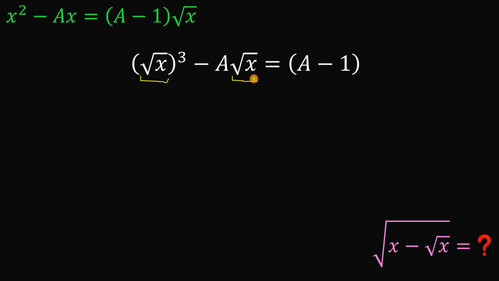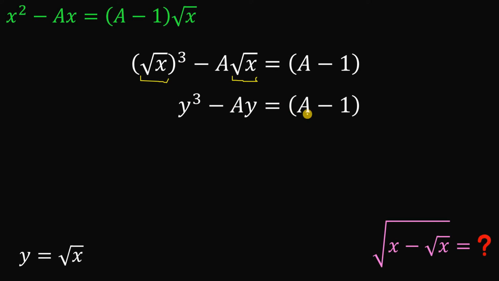And if we have this kind of scenario, what we're going to do is use another variable, or dummy variable, and let's call square root of x equal to y. So our equation now becomes y cubed minus a times y equals a minus 1. Now let's equate this to 0. So we have y cubed minus ay minus the quantity a minus 1 equals 0.